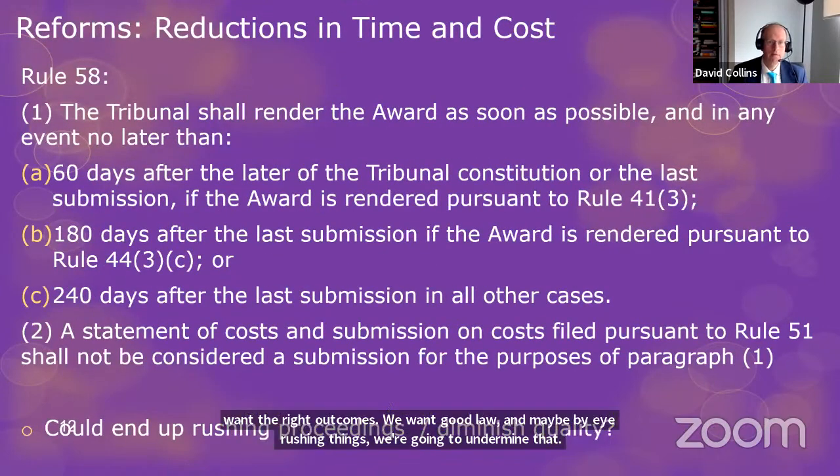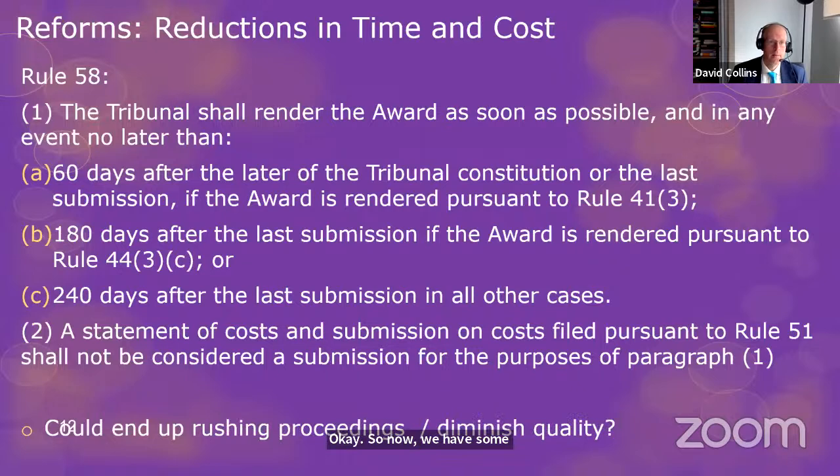Okay, so now we have some interesting issues about reforms relating to reductions in time and cost. And here we see this in Rule 58. So again, about getting things going, getting expediency. 58.1, the tribunal shall render the award as soon as possible, and in any event, no later than 60 days after the later of the tribunal's constitution or the last submission, if the award is rendered pursuant to Rule 41.3. Which is where it's manifestly without merit.